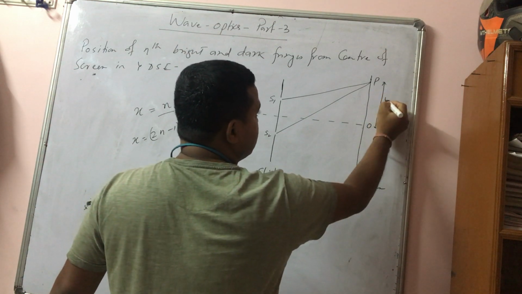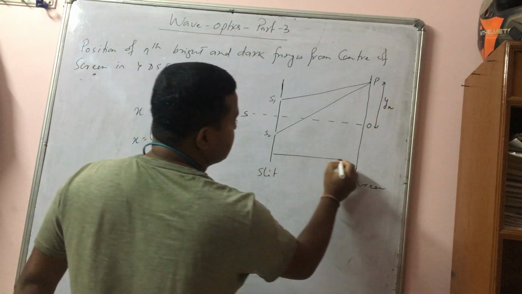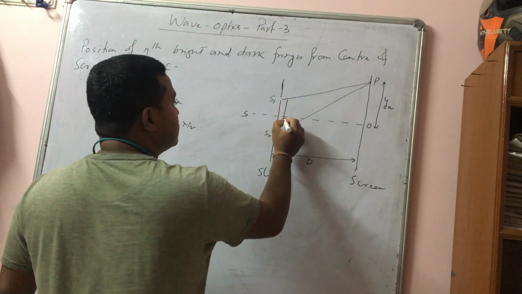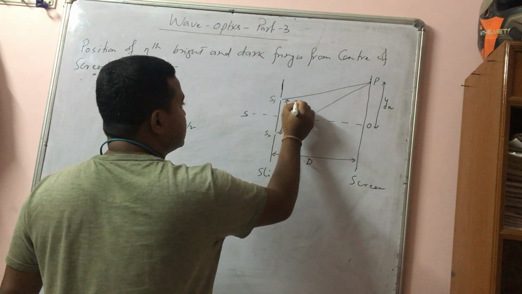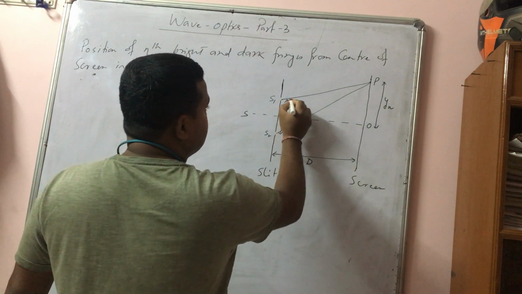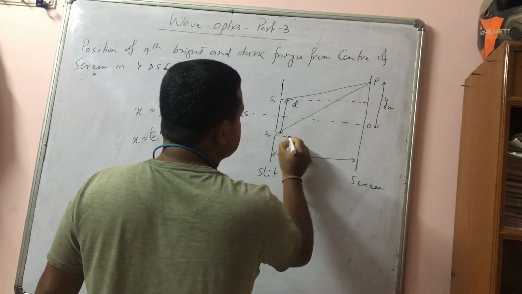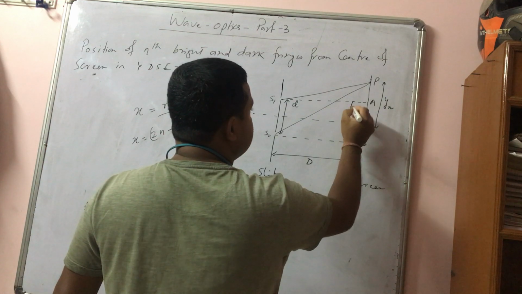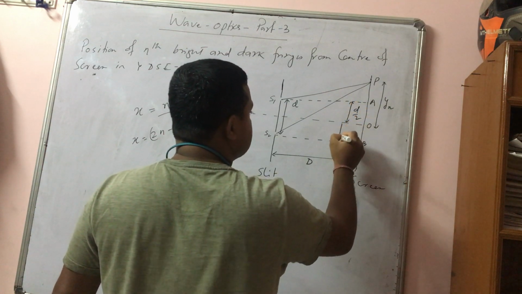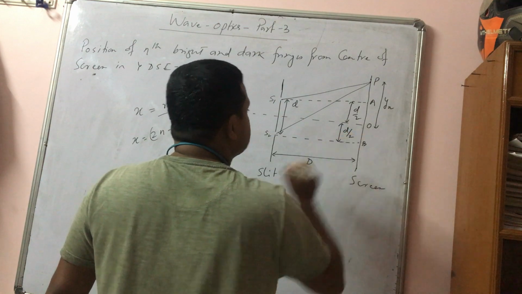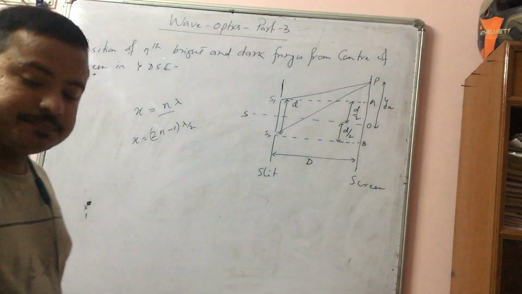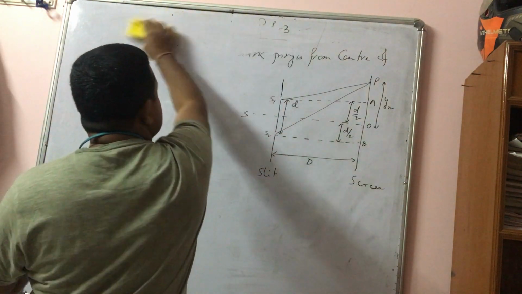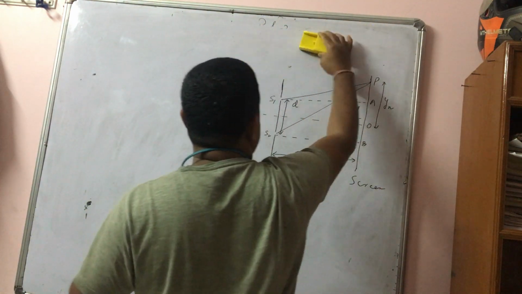a position, say we consider yn. This distance, let us take it as capital D, the distance between slit and screen, and this distance small d, the separation between the two slits. As this is centered, this point is A, this is B, so this is d by 2, this is also d by 2. Now from here you have to find the path difference between the two beams S1P and S2P first.